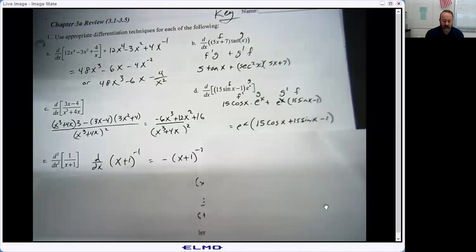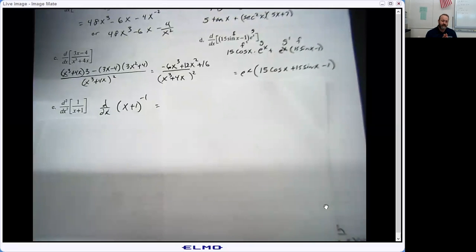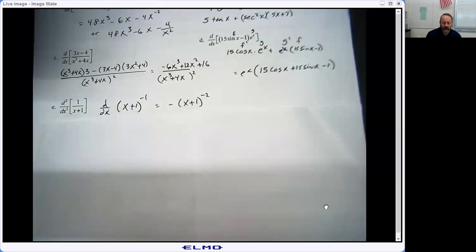So in this next question, I'm being asked to find the second derivative of 1 over x plus 1. Just like question number 1a, I chose to think of it more as a power rule, as x plus 1 to the minus 1. So of course, to take that derivative, I would just get negative x plus 1 to the minus 2. So that's just d dx, which unfortunately is not what we wanted. That's just the first phase.